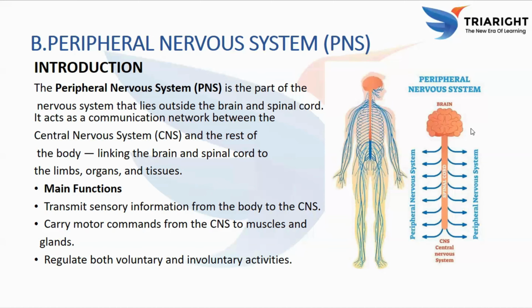Here is a picture of the peripheral nervous system. The brain and spinal cord are the central nervous system. The network of blue nerves spreading throughout the body is the peripheral nervous system. The arrow shows the two-way communication between the CNS and the body parts.